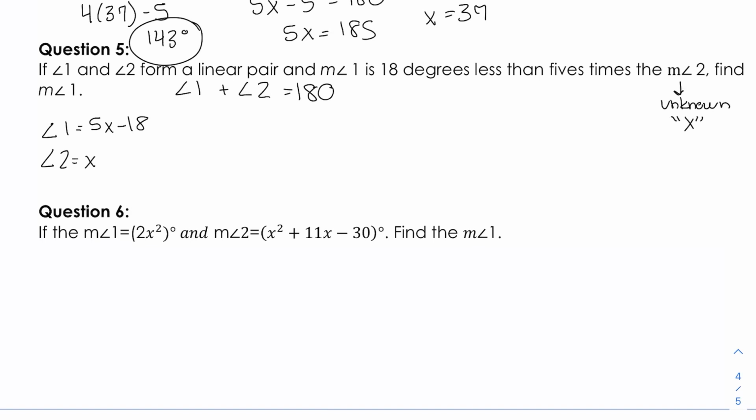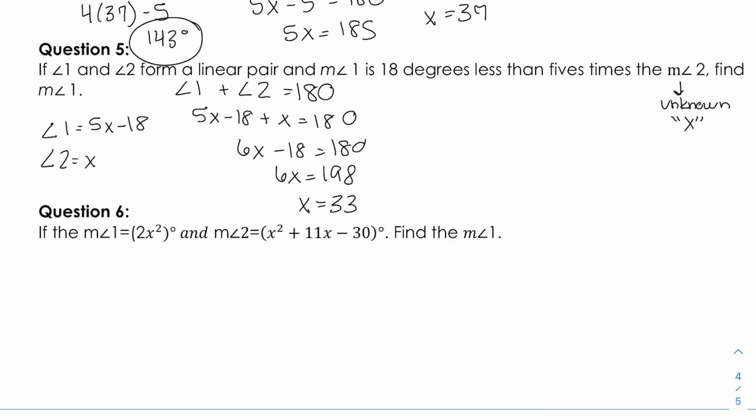Okay, so it wants me to find angle 1. So I'm going to do 5X minus 18 plus X is equal to 180. So I get 6X minus 18 is equal to 180. So I get 6X is equal to 198. So X is going to equal 33. Okay, it wants me to find angle 1, so I need to plug it back in. So that's 5 times 33 minus 18. And I get 147.